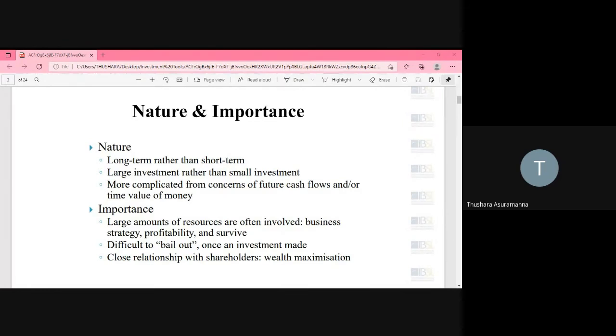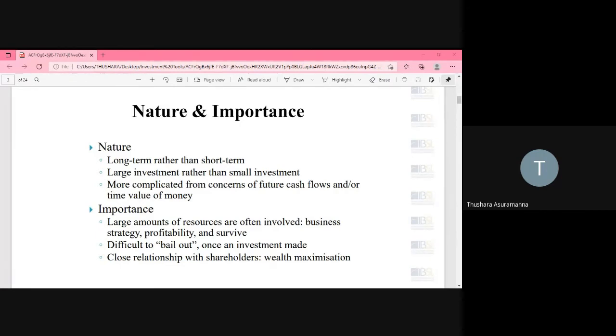Then we need to understand importance for the investors in these concepts, right? Large amount of resources are often involved, right? Here, maybe in terms of staff, maybe in terms of effort, maybe in terms of money, right?